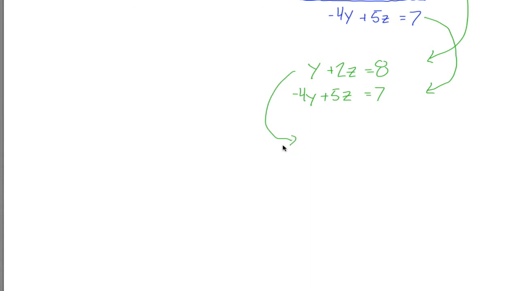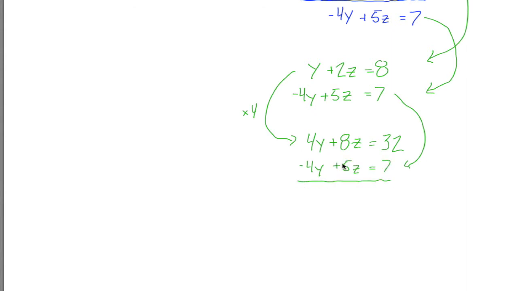I'm going to take this top equation, and I'm going to multiply it by 4. So that I got 4y plus 8z is equal to 8 times 4 is 32. And I'm going to take this bottom equation and just leave it alone. I'm just going to copy this, negative 4y plus 5z is equal to 7.